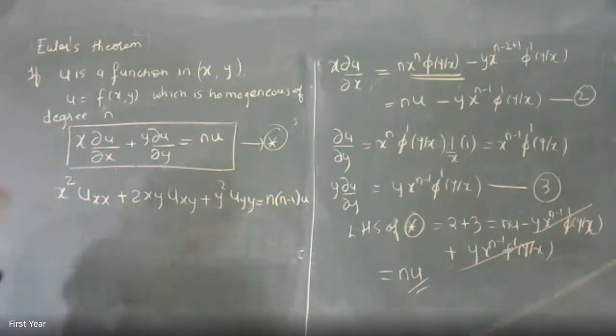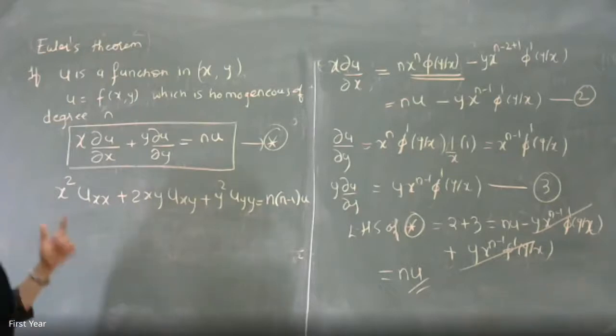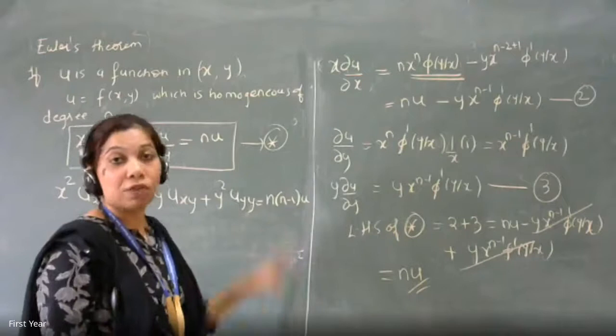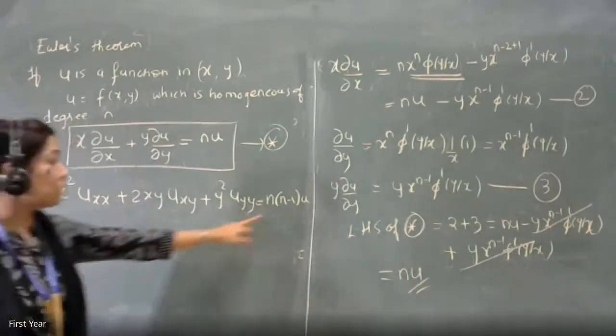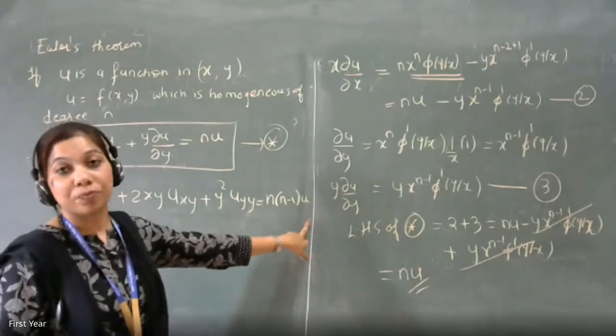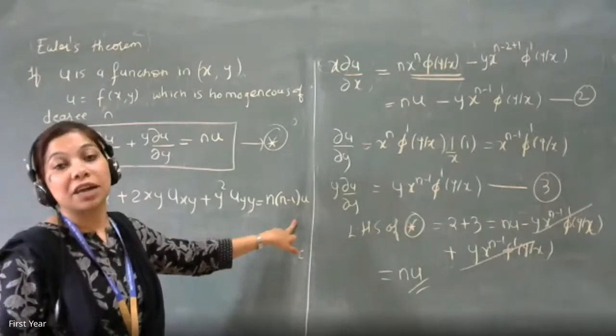If you had to find these derivatives, how much time would it require? First ux, then uxx, then uy, then uyy, and uy again differentiated with respect to x. So at least it will take some time for finding the derivatives. But what Euler's theorem gives you is the answer within one line, that is n into n minus 1. It is so easy and so useful to get the answer directly.